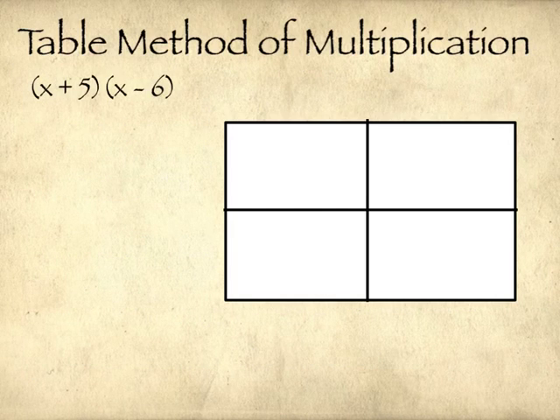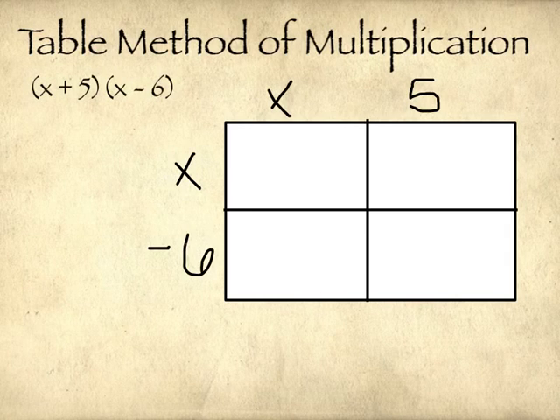There are two methods for multiplying binomials. The first method is called the table method. For the table method, you're going to take your binomial and you will write each one on the side of the table. We have x plus 5, so we put x and positive 5 on the top of my table. Then we have x minus 6, so we put x and negative 6 on the other side of my table. Next, we go through and we multiply each thing, kind of like a Punnett square in biology.